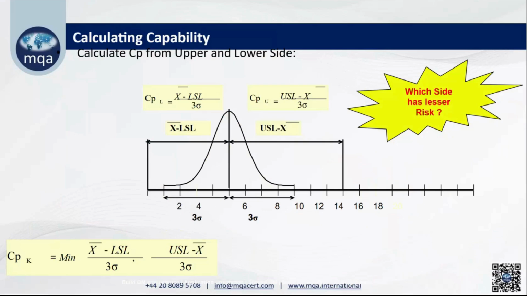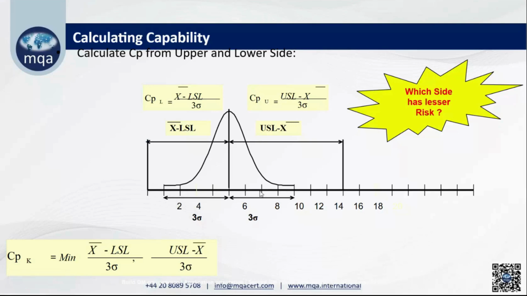What is CPK? CPK lower is x double bar minus LSL upon 3 sigma, or upper specification minus x bar upon 3 sigma. So whichever is minimum, we take it. Now what we see here is the total tolerance. Even though the center is shifted, what is the center required here? So 0 to 14, the center required is 7.